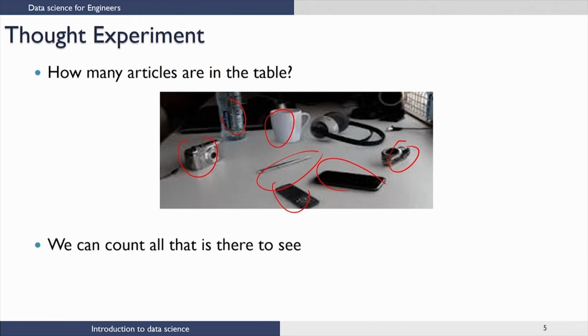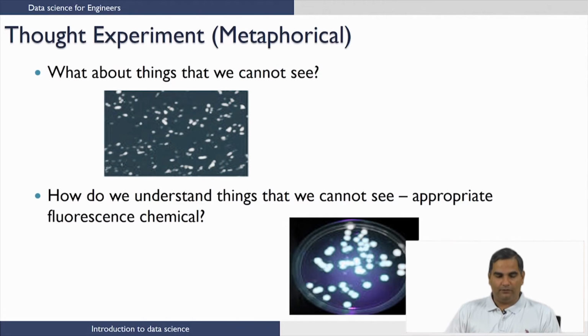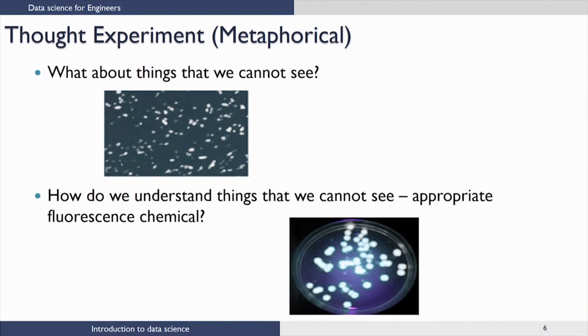So, in some sense we can count all that is there to see. At this point you will say this is all there is on the table. Then I ask you the question, is that all really that is there on the table? And not to take this very literally, but this illustrates the key idea that I want to use when we go back to answering the question as to why there are so many techniques for data science.